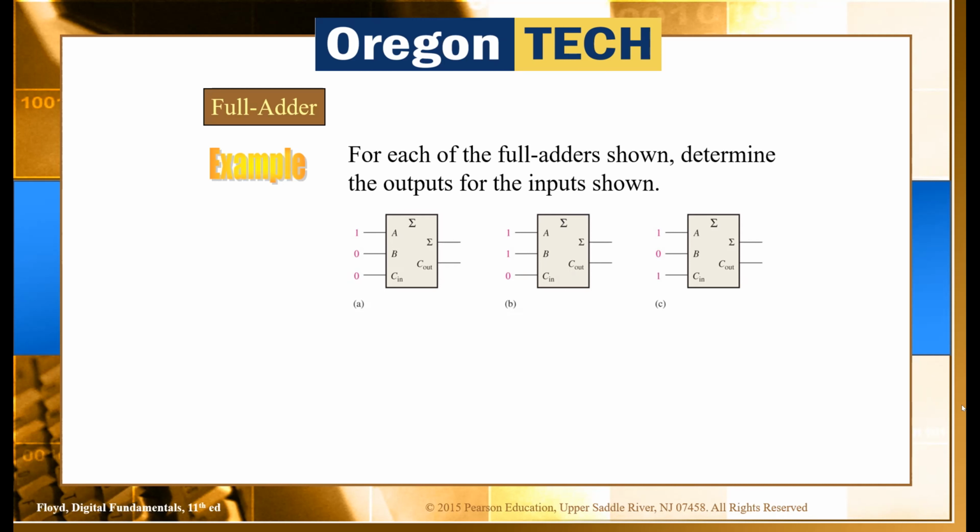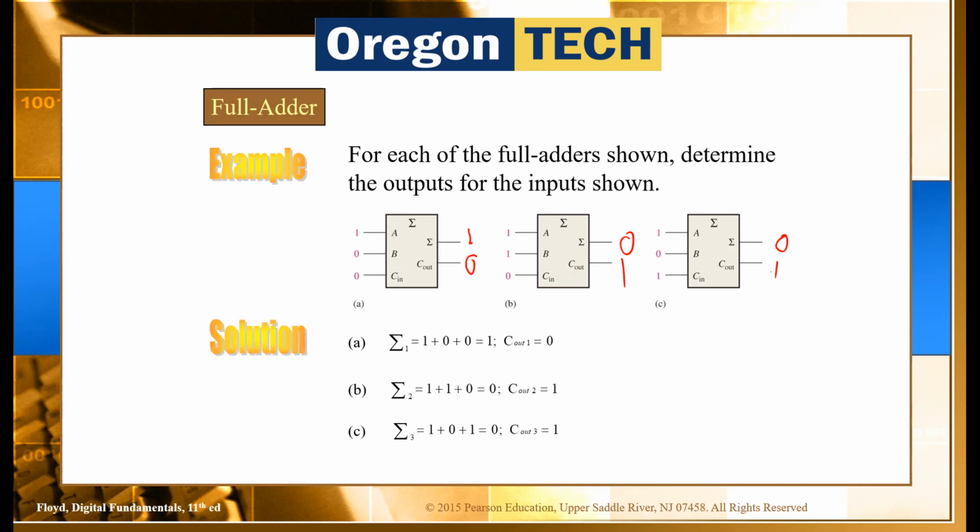A is ready? Yeah. So it'd be input 1 0 0. C out would be 0. Sum will be 1 and carry is 0. Thank you. B? On B with a 1 1 0 input, your sum will be a 0 and your carry out will be a 1. Thank you. C? Sum will also be 0 and carry will be a 1. Thank you. Doing great.